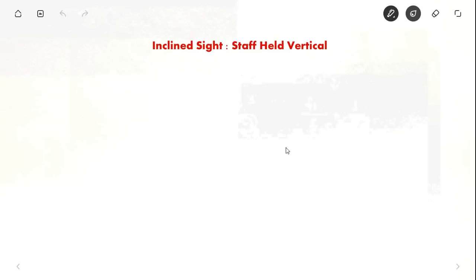Now this is the first case. We will have another case where you sight it inclined. You will have an inclined sight. Suppose here you have a staff and here you have your instrument.